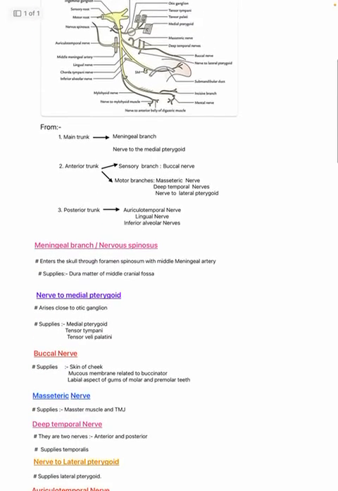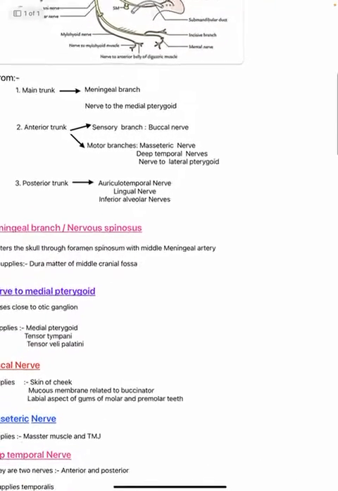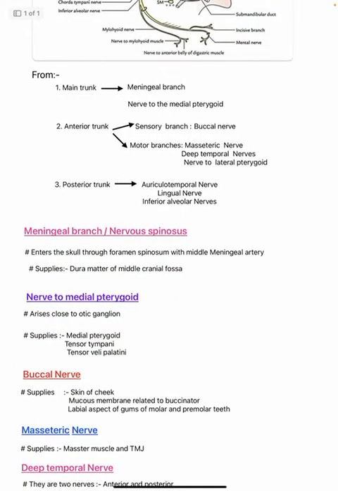Then about the branches. There are branches from the main trunk, anterior trunk and posterior trunk. From the main trunk, it has two branches, 2M: meningeal branch and nerve to medial pterygoid.